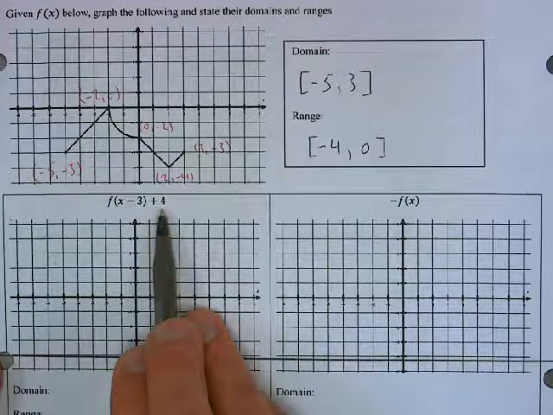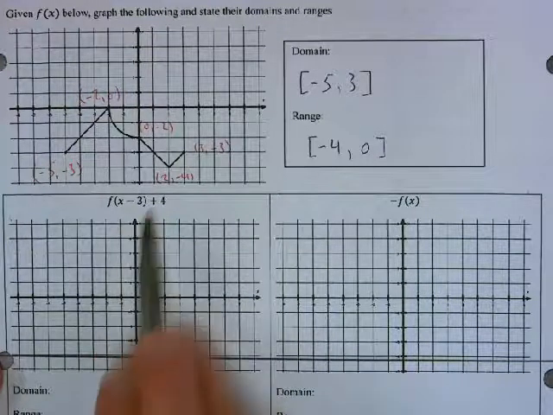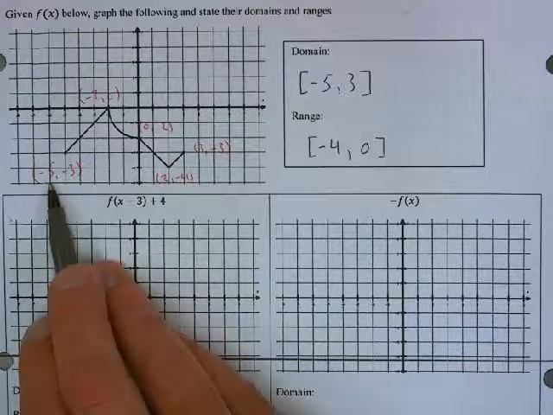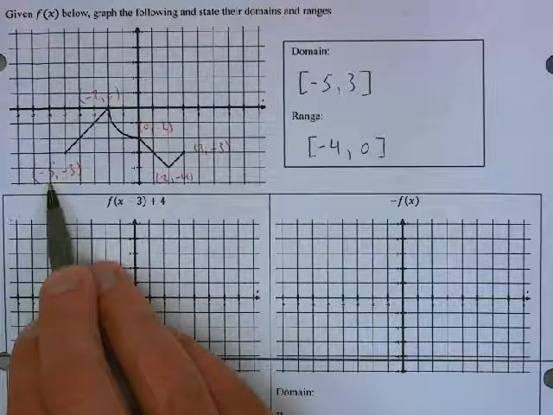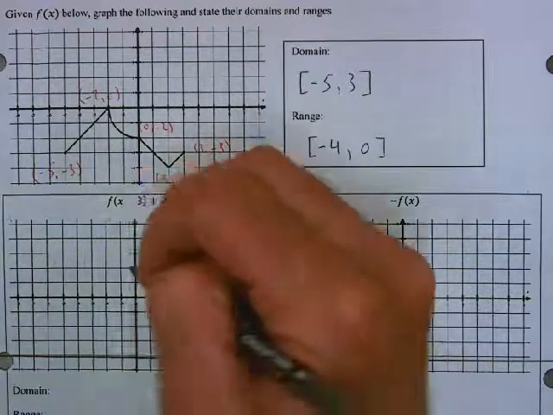What does this tell us to do? Where are we going to shift this thing? Well, right 3 and up 4. So I just want to take each point and move it right 3 and up 4, which is like adding 3 to the x values and adding 4 to the y values. Adding 3 here, we get -2. Adding 4 here, we get +1. So that's going to be shifted up to here.